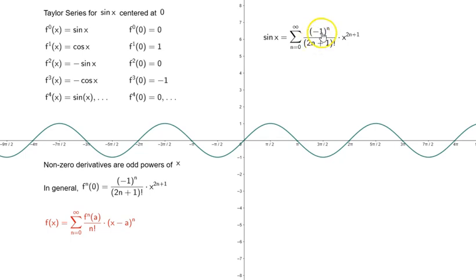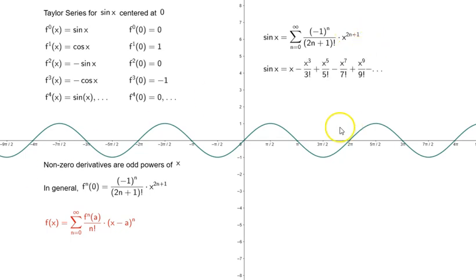f^n(a) is minus 1 to the power of n by, actually it should be n factorial, but since odd powers are non-zero, whereas even powers are 0, we can write it as 2n plus 1 factorial times x to the power of 2n plus 1.